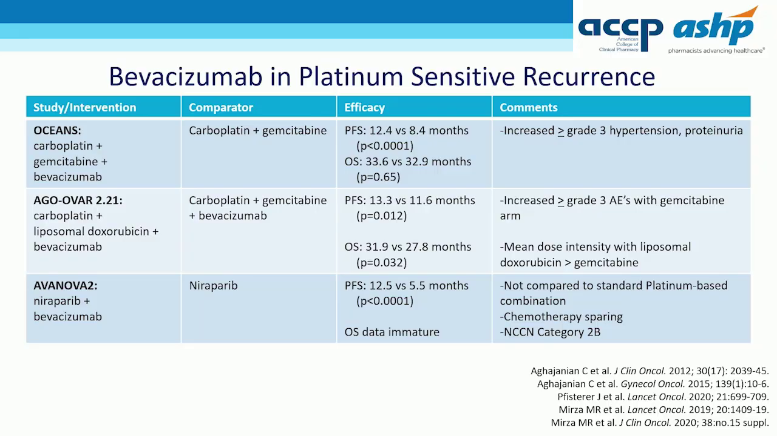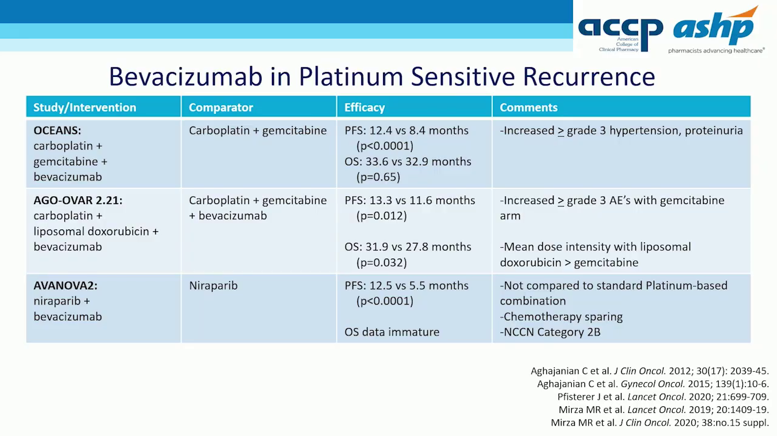And then we have carboplatin and liposomal doxorubicin plus bevacizumab versus that carboplatin, gemcitabine, and bevacizumab regimen. What we see here is an improvement in progression-free survival as well as overall survival, with actually less toxicities in that liposomal doxorubicin group compared to the gemcitabine.